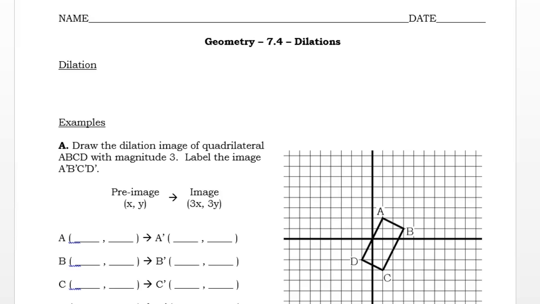This is Geometry Lesson 7.4, Dilations. So in this lesson, our new transformation is a stretch. If you think about when your pupils dilate, what that means is they're actually getting bigger. They're stretching. We have two different ways to do dilations. You can stretch larger, but you can also get smaller too.